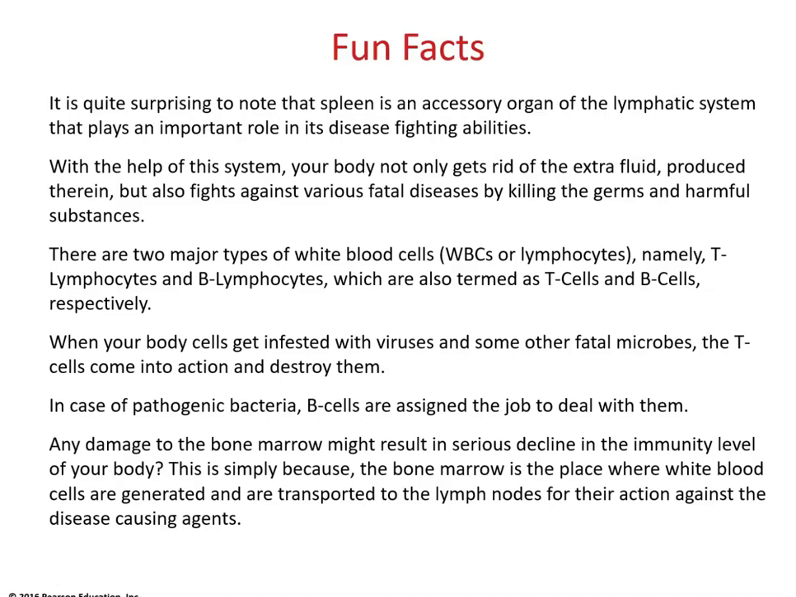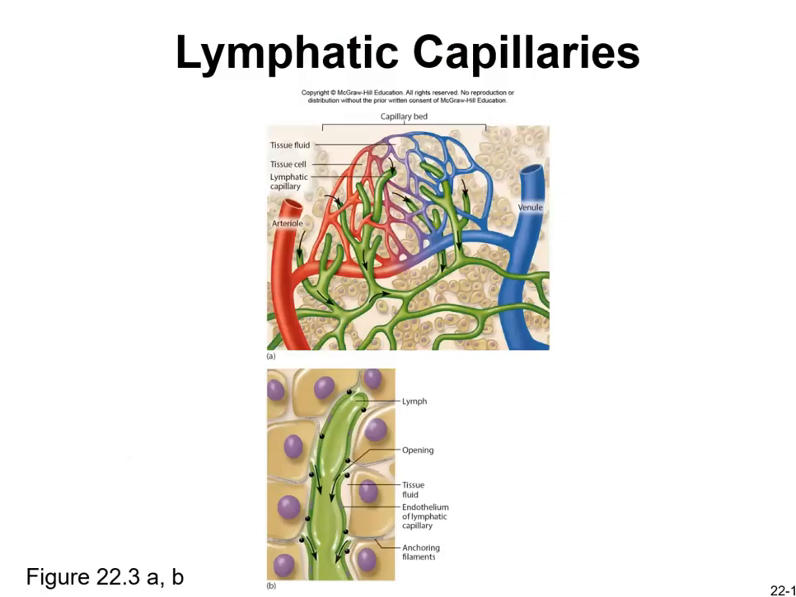Okay, so viruses and fatal microbes, you get T cells. If you have bacteria, it's B cells. Remember, bacteria B, viruses and microbes are T cells. Any damage to the bone marrow might result in serious decline in the immunity level of your body. This is simply because the bone marrow is the place where white blood cells are generated and are transported to the lymph nodes for their action against disease-causing agents.